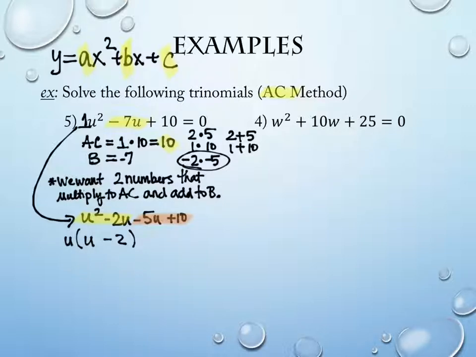Now we're going to do the same thing with the orange one. Negative 5u and 10, what do they have in common? They have a 5, and because this is a negative right here, we're going to write it as negative 5, okay? So if I do negative 5u divided by negative 5, what do I get? U. And what is 10 divided by negative 5? Negative 2. Do you see something that matches now?